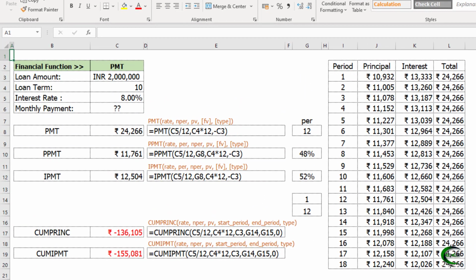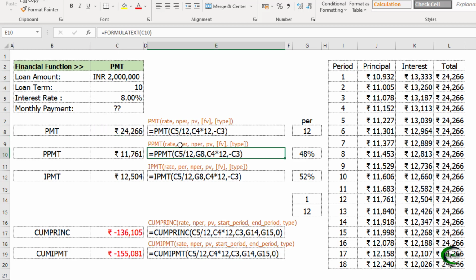I have created this Excel sheet for you for better understanding. Here I have used the PMT function you learned in my last video. Suppose you have taken a loan of 2 million for 10 years at the rate of 8%. By using PMT, I have calculated EMI or payment. It is 24,266. It is a combination of principal and interest.